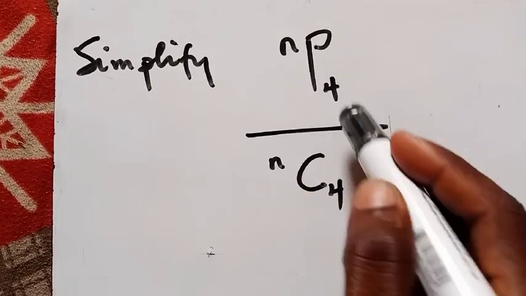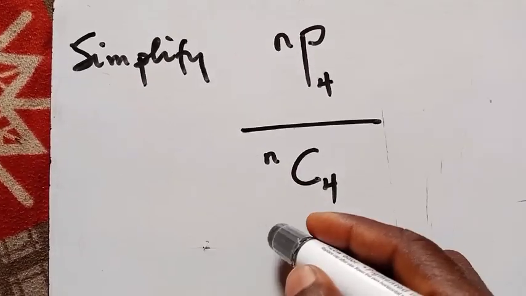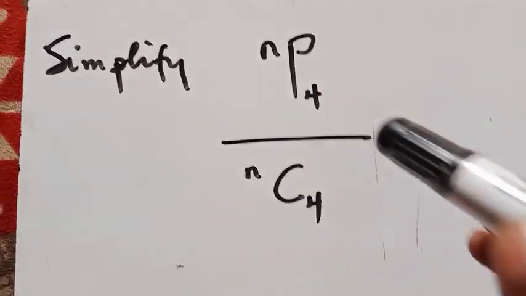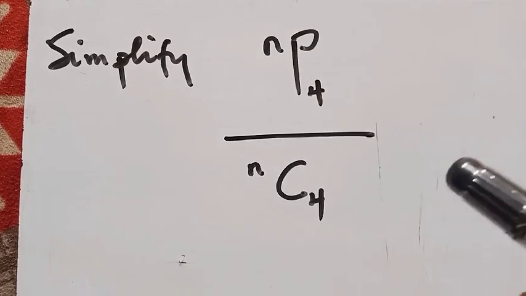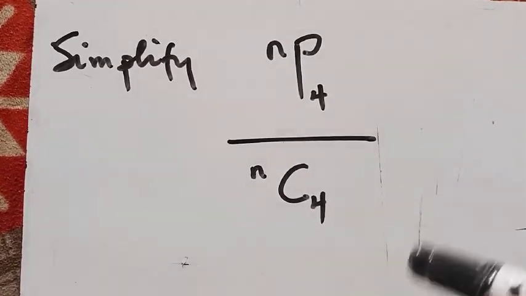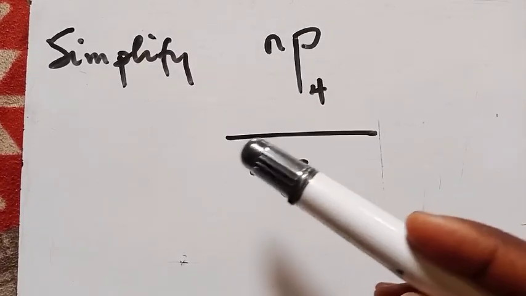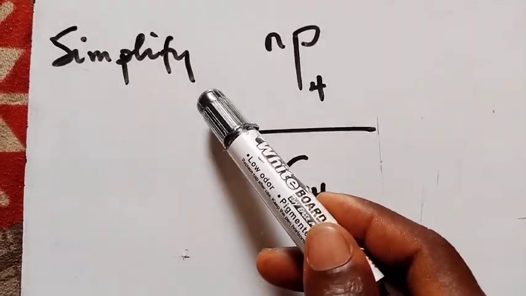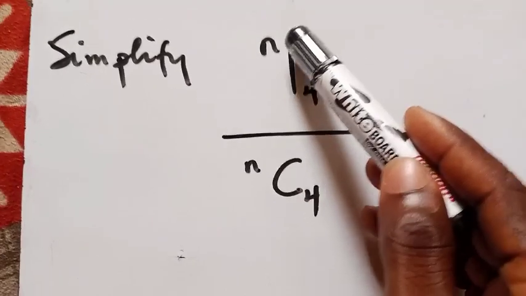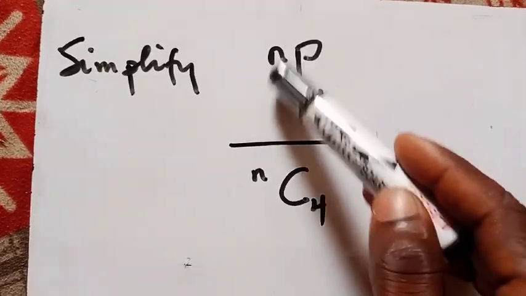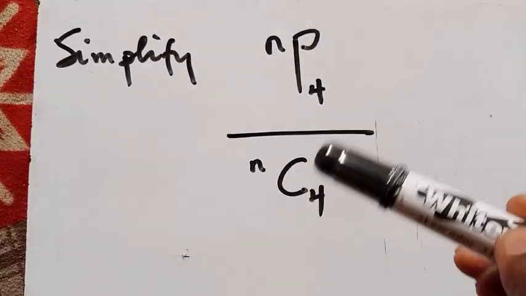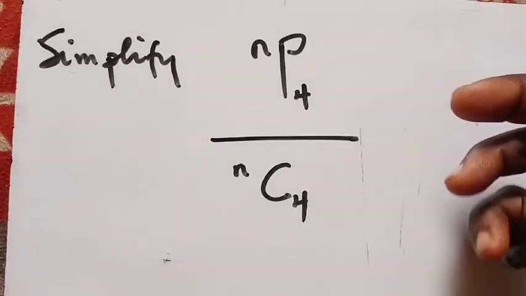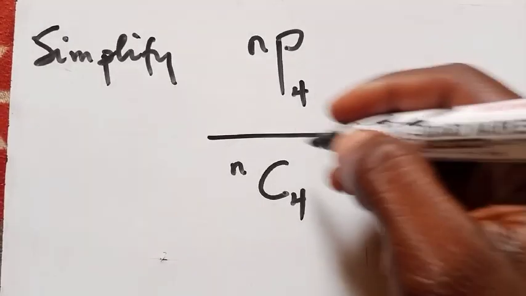Simplify n permutation 4, everything divided by n combination 4. Now the meaning of the permutation is one thing you must understand. Normally what I always use is this board marker. You know this thing by the image, so you should be able to identify the meaning, or the image, behind the permutation as well as the combination. If you're able to identify that, it is very easy for you to solve this problem.